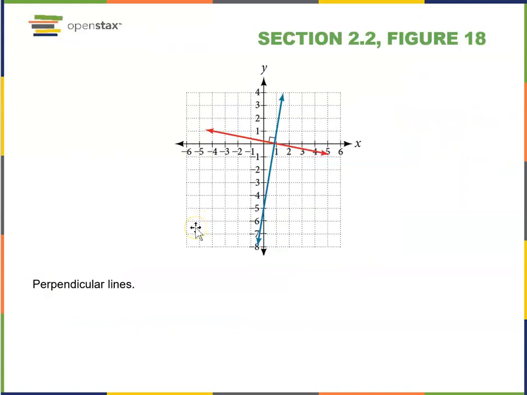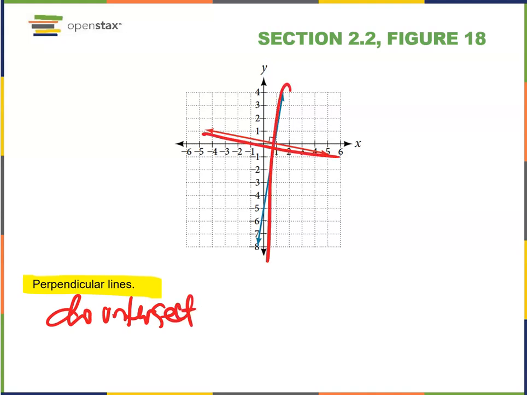Next, perpendicular lines. Perpendicular lines do intersect. As you can see, these two lines here intersect with this small box here, meaning a 90-degree angle. The intersection forms a right angle, or a 90-degree angle.